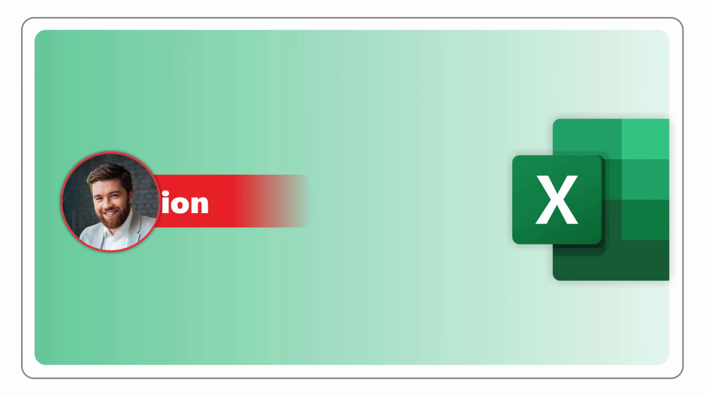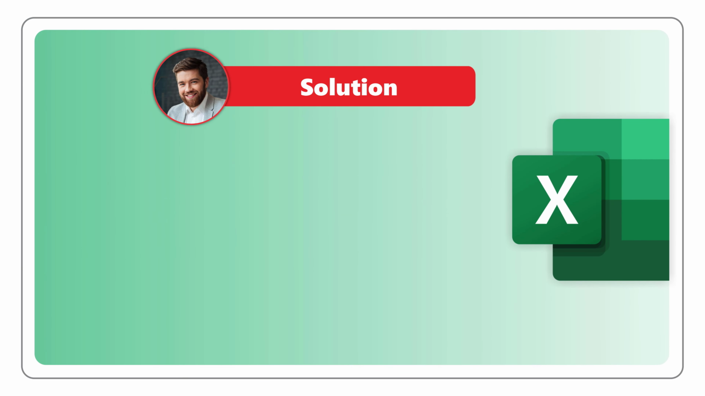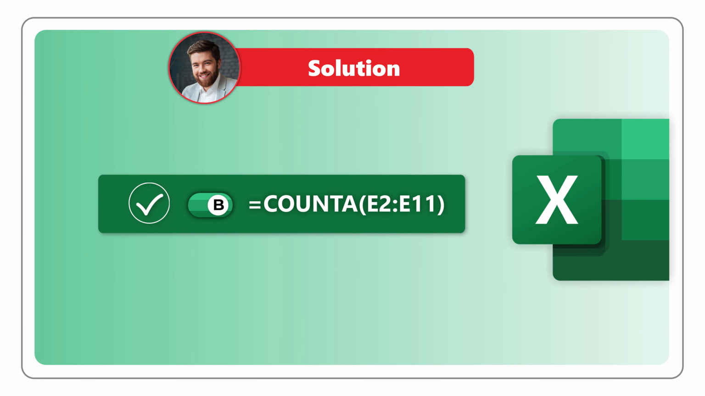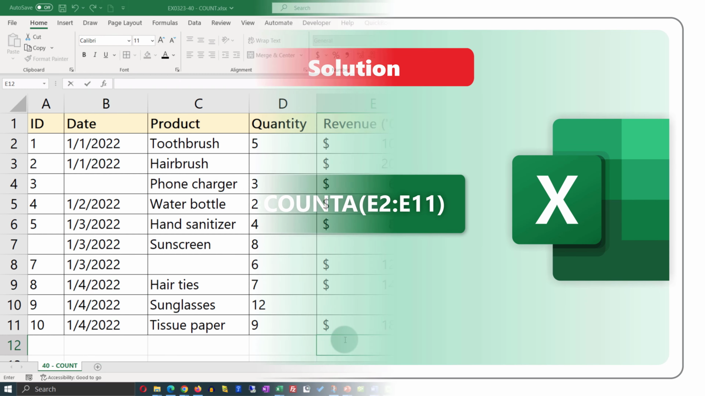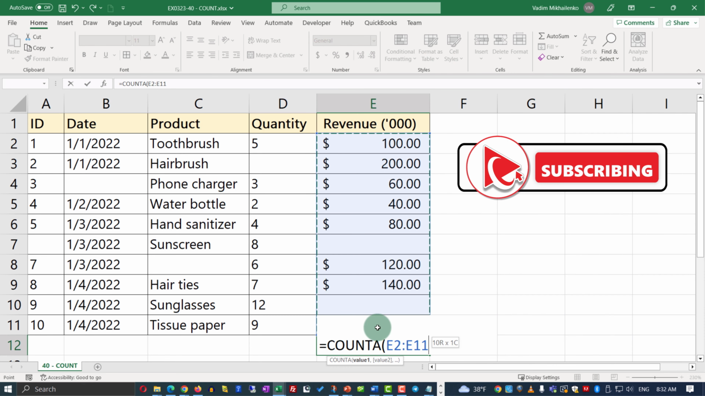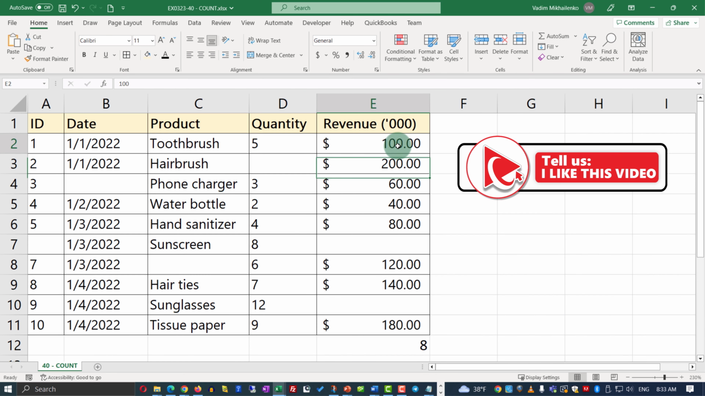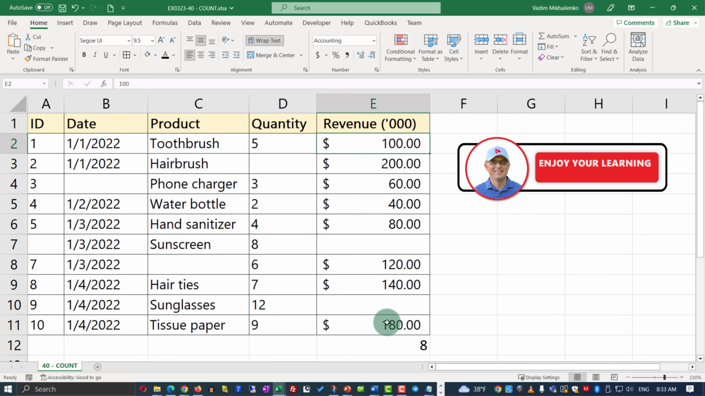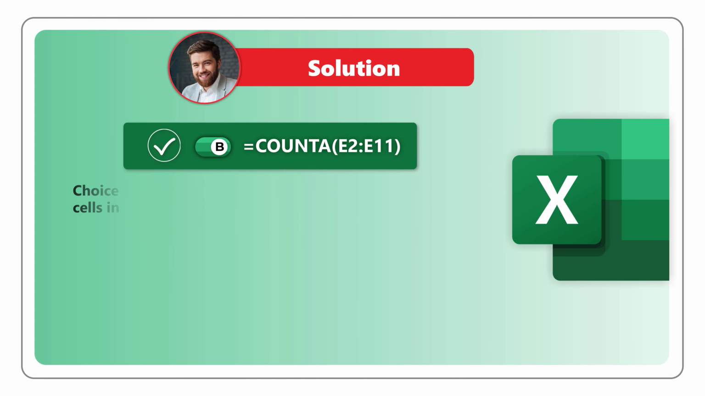I believe the correct answer here is choice B, COUNTA for the range E2 through E11. Once we enter this formula, you can see that there are 8 records that are not blank. Let's count them. 1, 2, 3, 4, 5, 6, 7, and 8. And ultimately, this choice B will count the number of non-blank cells in the revenue column.